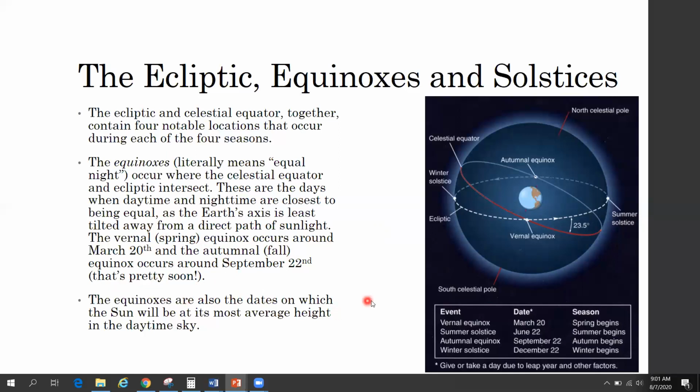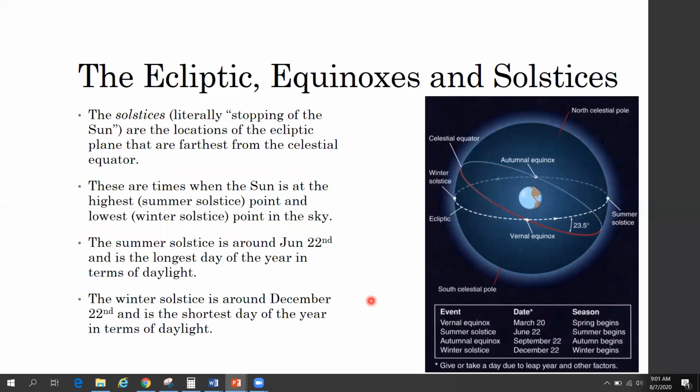The equinoxes are also the dates at which the sun will be at its most average height in the daytime sky. In other words, it will not be at its maximum height, nor will it be near its minimum height. It'll be kind of between them. And I have a diagram coming up that'll show you the difference between those points.